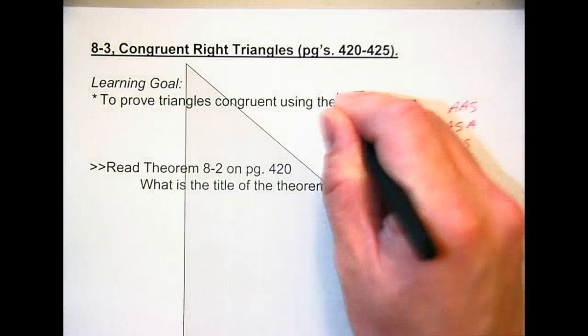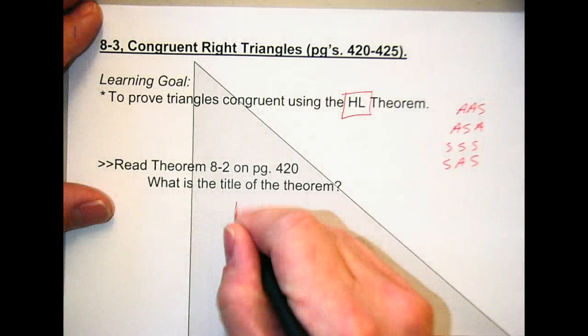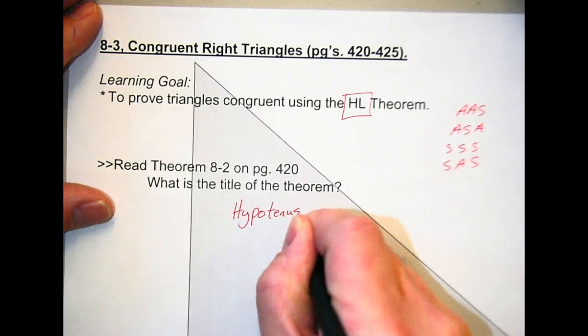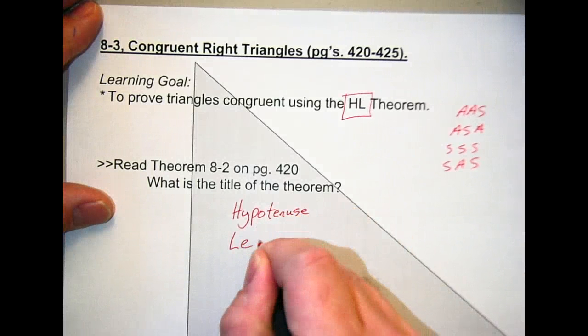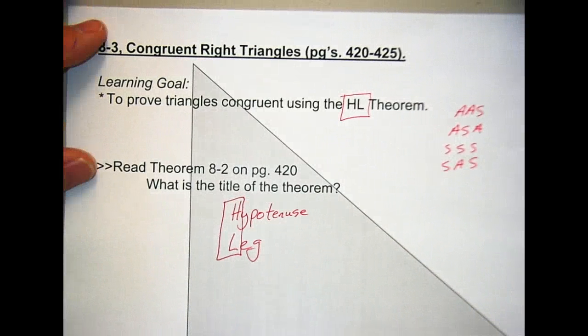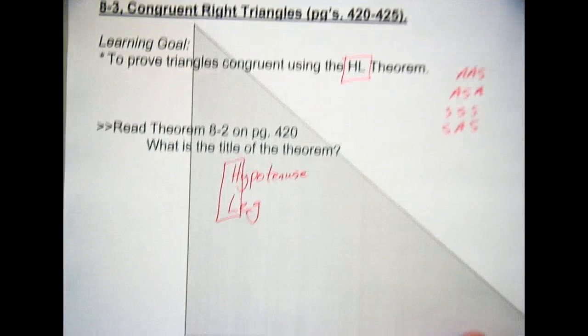Now HL stands for hypotenuse. Someone said it. Hypotenuse leg. HL. Hypotenuse leg. Now, notice I have a big right triangle on my paper there.